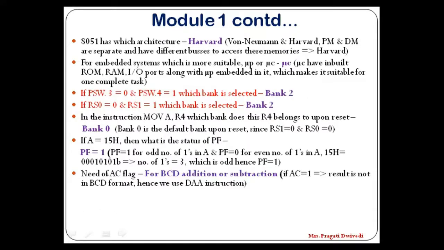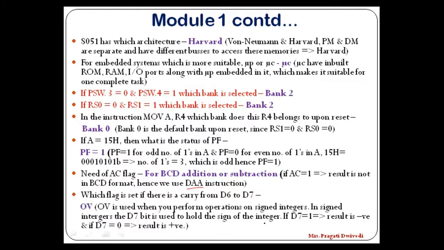Next, need of auxiliary flag. We saw we needed it for BCD addition or subtraction. If the auxiliary flag is 1, the result is not in BCD format and we use the DAA instruction, that is decimal adjust after addition. Okay. Now, which flag is set if there is a carry from D6 to D7? The overflow flag. And we know why it is going to be set, and when it is important to monitor your overflow flag: only when you work with signed integers.